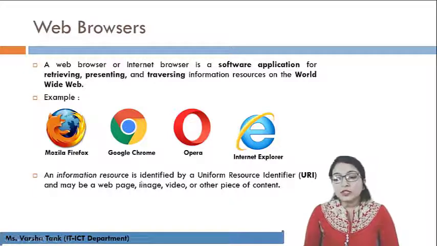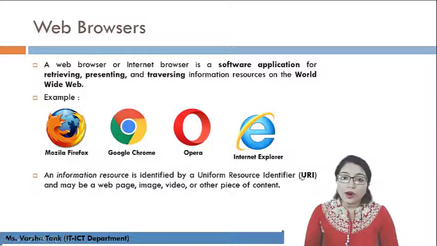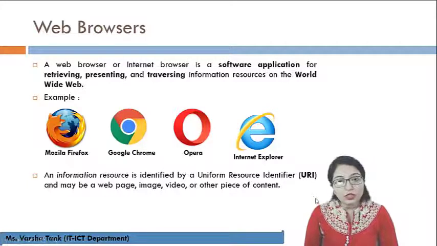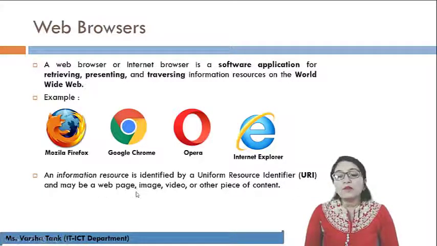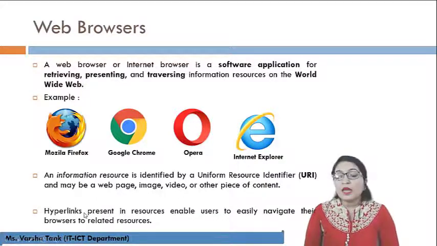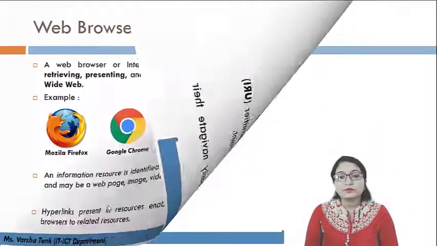An information resource is identified by a uniform resource identifier, that is URI. All of you are aware of this URI because we have discussed it in the last lecture and the last to last lecture also. It may be a web page, image, video or other piece of content. A hyperlink in a resource enables the user to easily navigate their browsers to related resources.